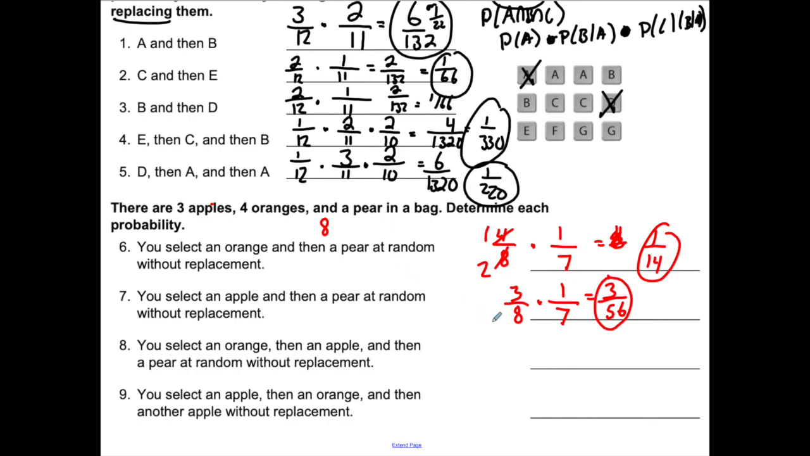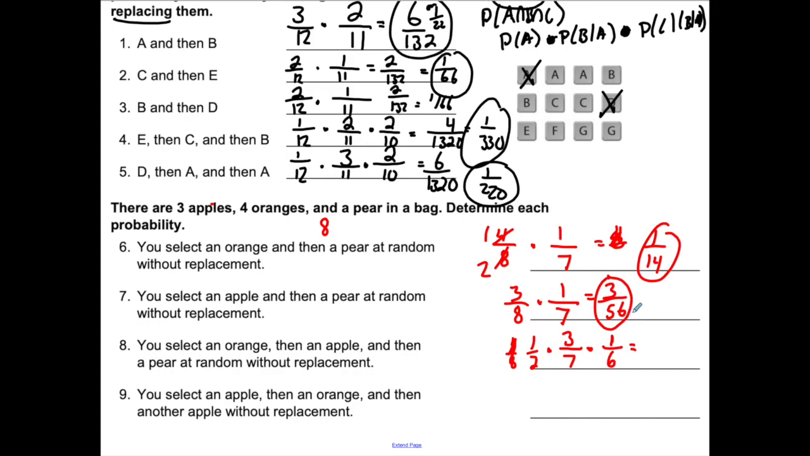You select an orange. There's a 4 out of 8 or 1 out of 2 chance to select an orange. Then you select an apple. So given that you've already selected an orange, there are only 7 pieces of fruit left in the bag, of which 3 of them are apples. And then a pear, well, now that you've selected an apple and a pear and an orange, there are only 6 pieces of fruit left, of which one is a pear.